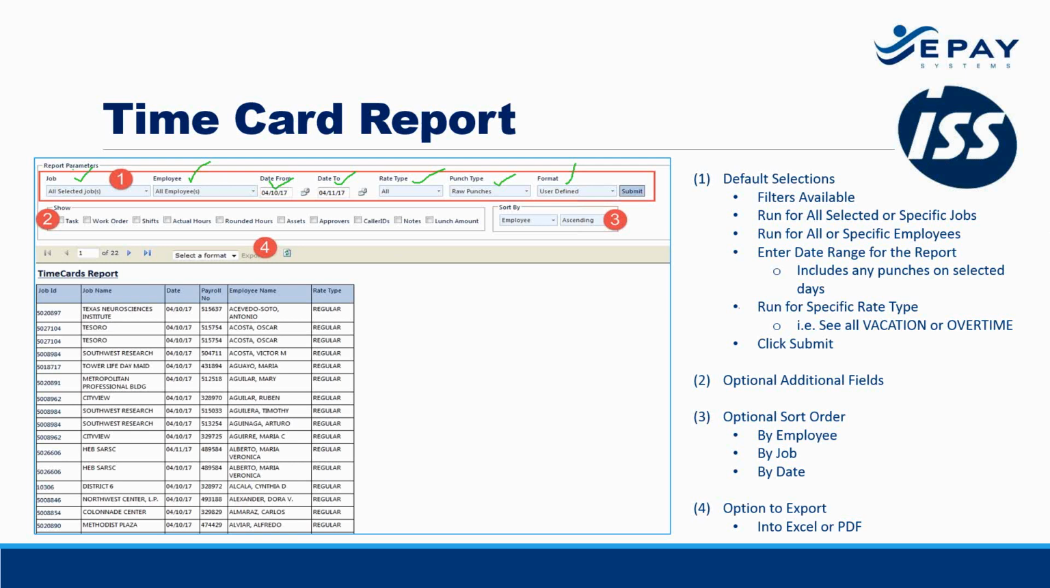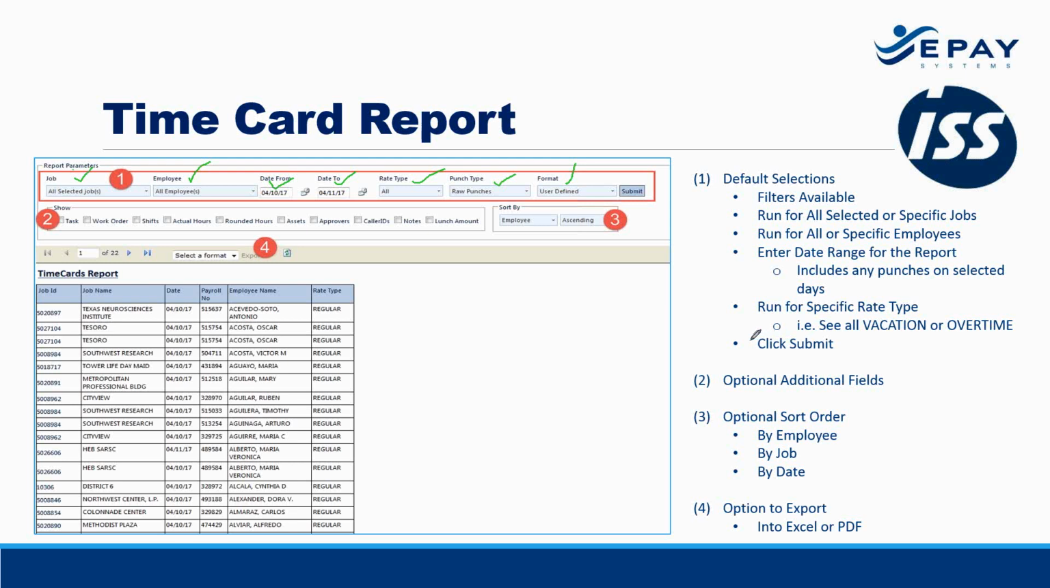But this first report we're looking at is the time card report. The time card report allows you to go through and see these fields that I've check marked at the top of the screen by default. These fields are going to be available for every report, and you can go through any of these fields I've check marked and adjust the different filters that are available for you.